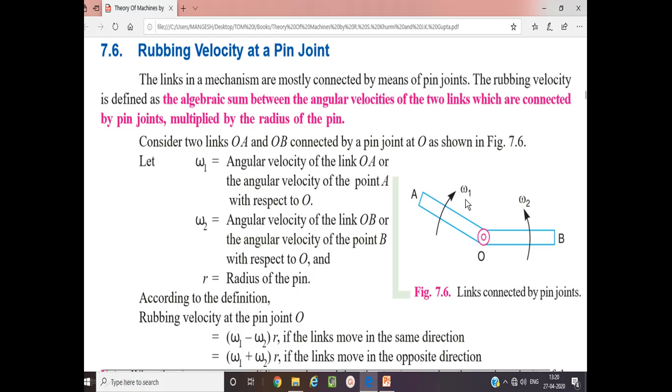If these two links are rotating in the same direction, then the rubbing velocity at the pin joint is calculated as omega 1 minus omega 2, the difference between the two angular velocities, into R, the radius of the pin joint. If the two links are rotating in opposite directions, then there will be a summation of the two angular velocities. For example, if link 1 is rotating in a clockwise direction and link 2 in an anti-clockwise direction, there will be a summation of the two. But if the two links are rotating in the same direction, there will be a difference between the angular velocities. Okay, thank you.